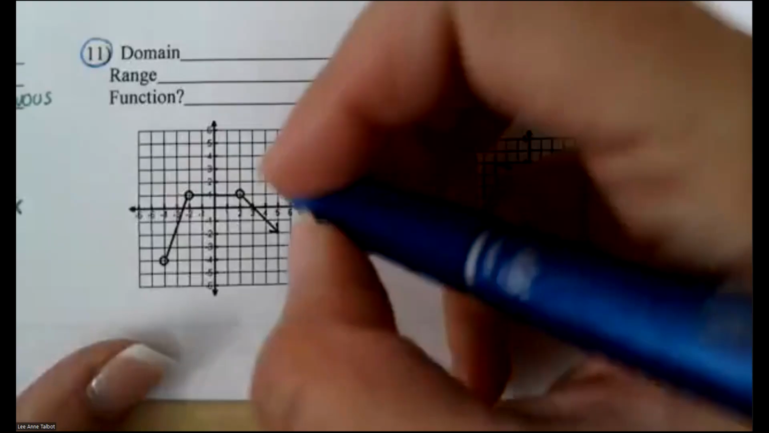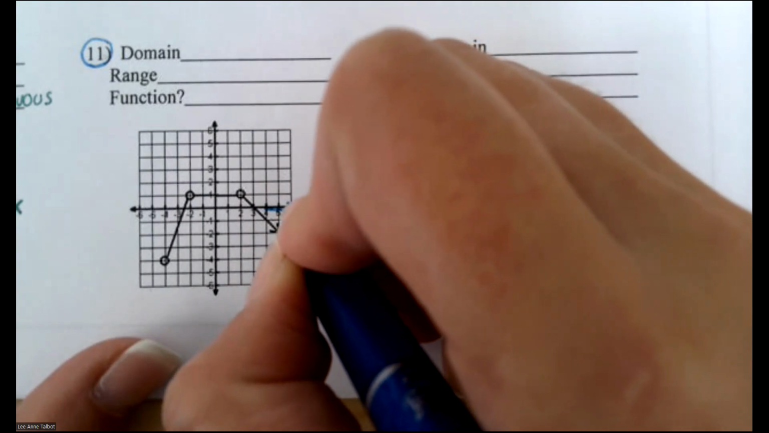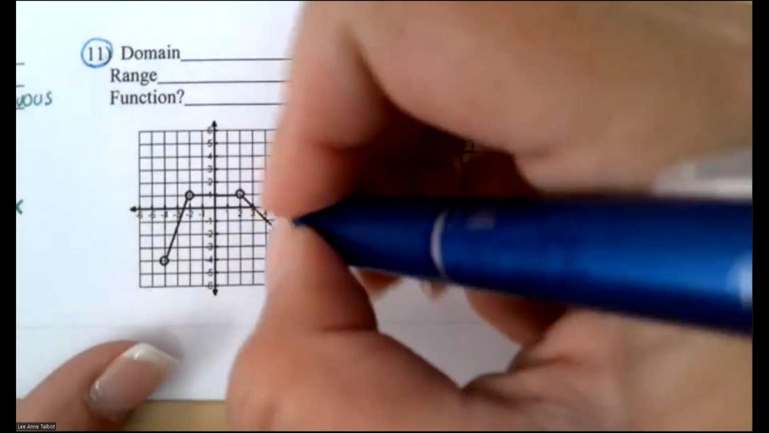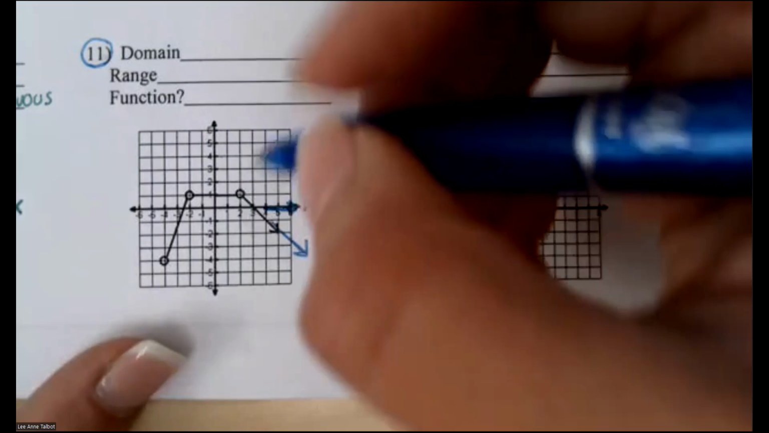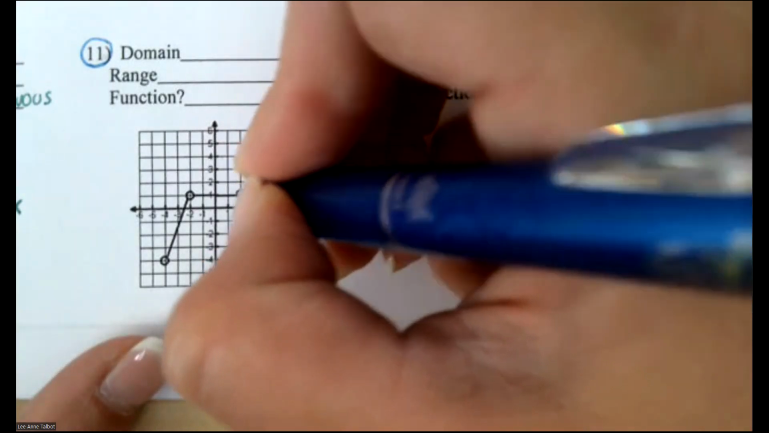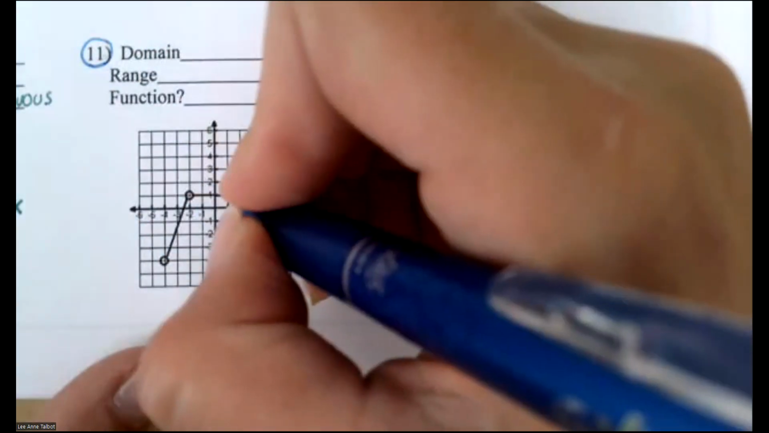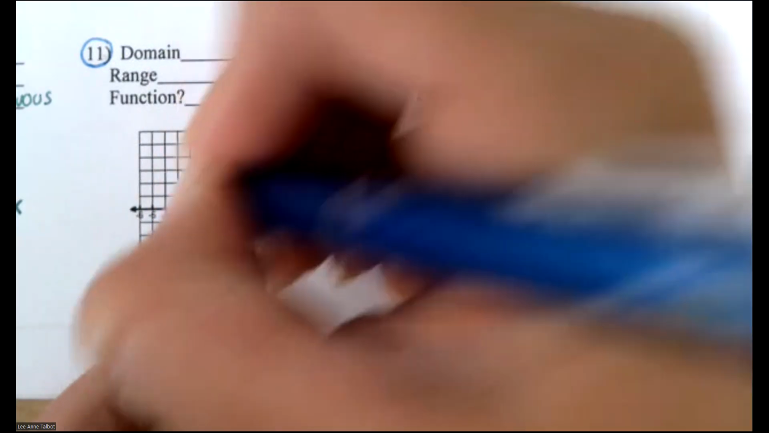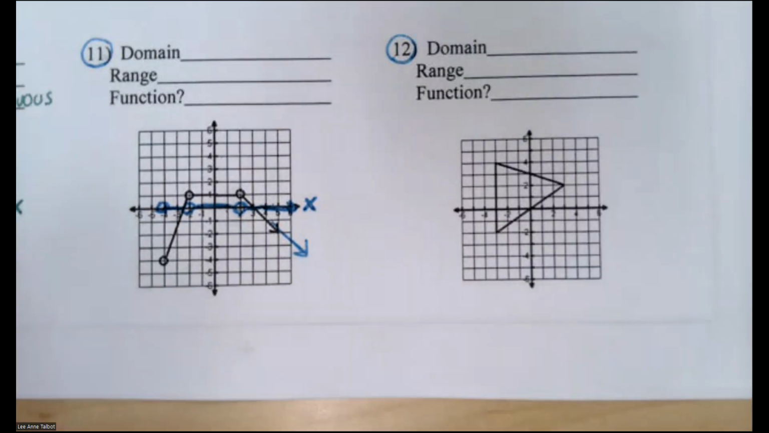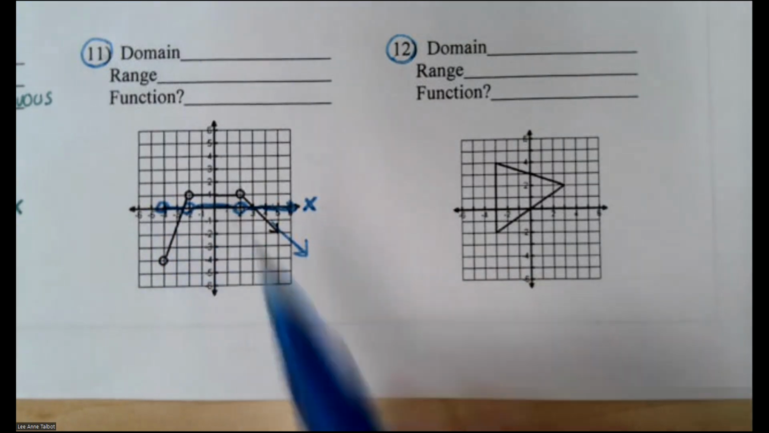Okay, so domain, mark my X here. I notice it's going to go forever this way because of this arrow. So I can take that arrow if I like and extend it down so that I can see it's going to go forever this way. And then it comes here, but then at 2, it's open. And then it comes along here, but then at -2, it's open. And then it comes along here, and at -4, it's open. So I've got 3 open spots.